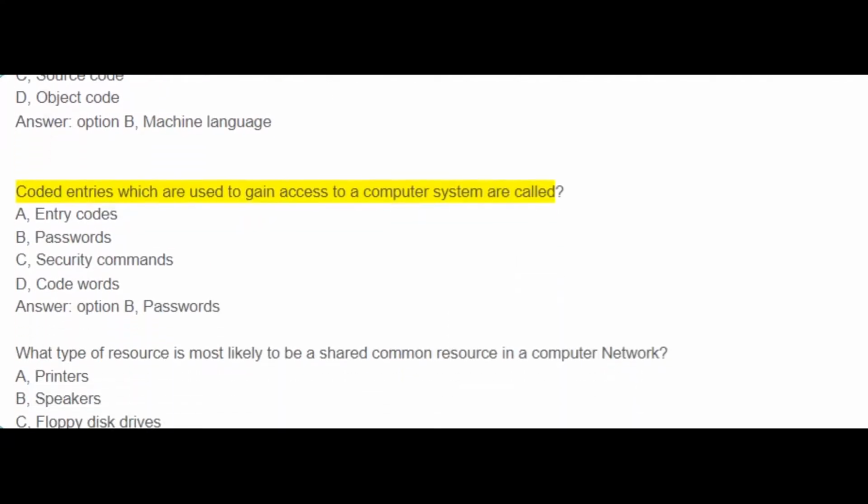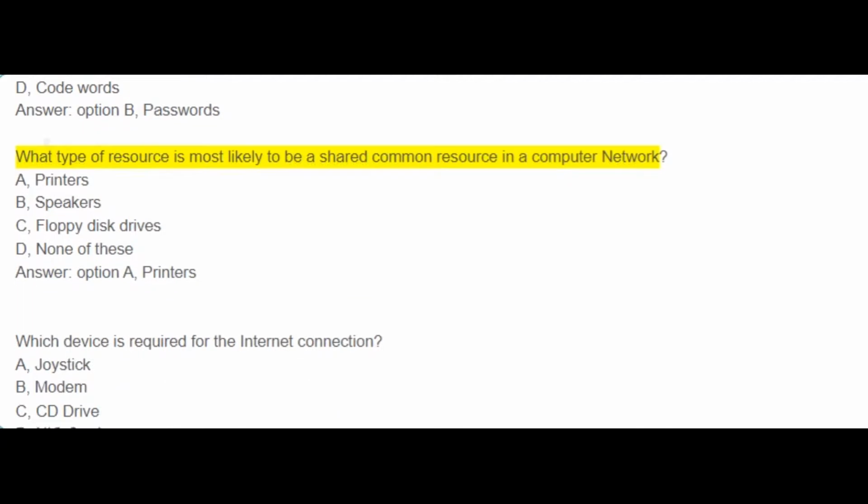Coded entries which are used to gain access to a computer system are called A. Entry codes. B. Passwords. C. Security commands. D. Code words. Answer. Option B. Passwords.